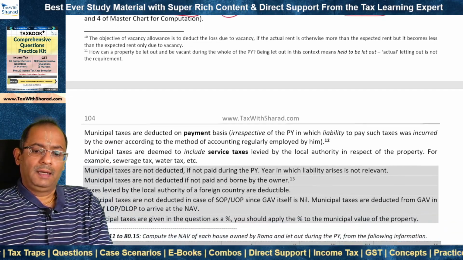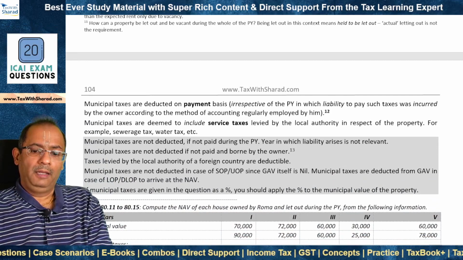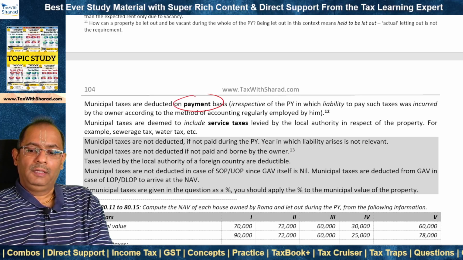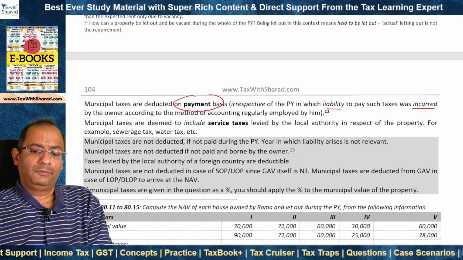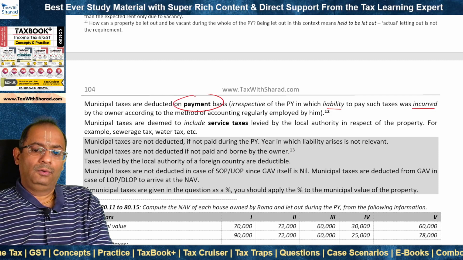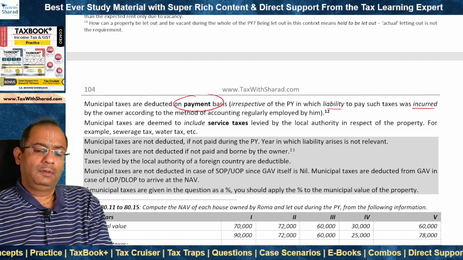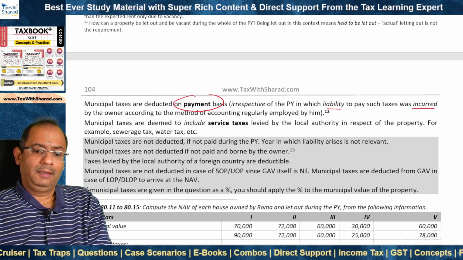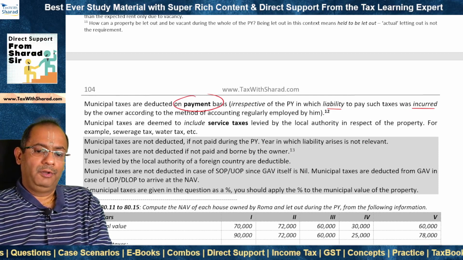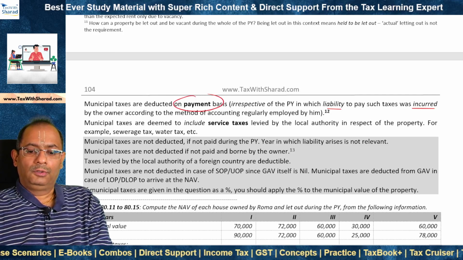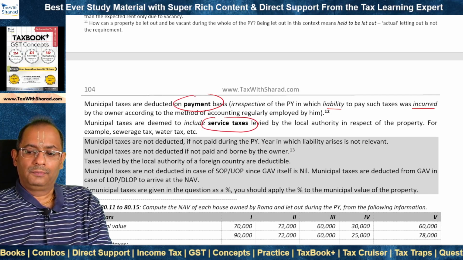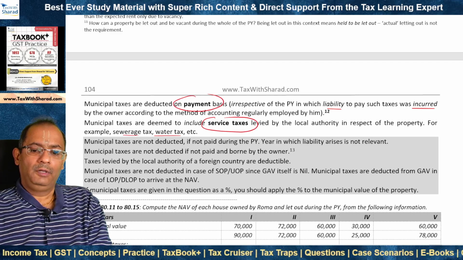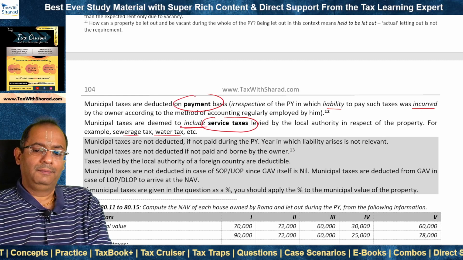So municipal taxes are therefore deducted only on payment basis, not on due basis. And this is irrespective of the previous year in which liability to pay such taxes was incurred by the owner as per the method of accounting followed by him or her. So if municipal taxes are not paid, these are not deducted, even though they have become due. Now, sometimes local authority levies service taxes also. For example, sewerage tax, water tax, etc. And municipal taxes are deemed to include service taxes as well.